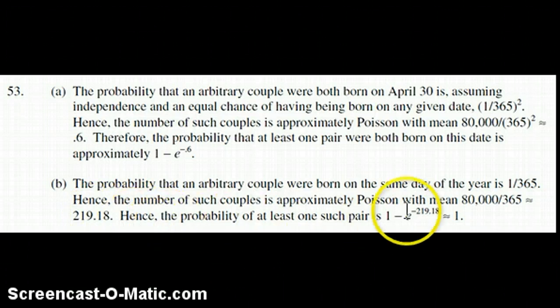And same idea here at the end. We're just going to plug 0 for k and 219.18 for lambda into the PMF for the Poisson, and subtract that away from the total probability. Essentially this is going to give you 0.999999, so we're saying it's basically 1. In other words, we can be almost certain that of those 80,000 couples married in New York last year, there was at least one where they were born on the same day.